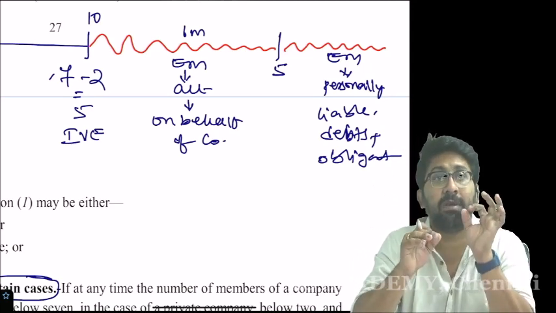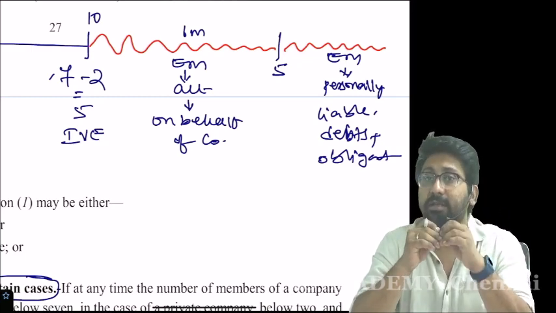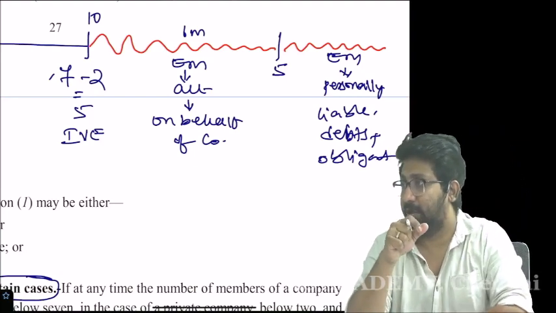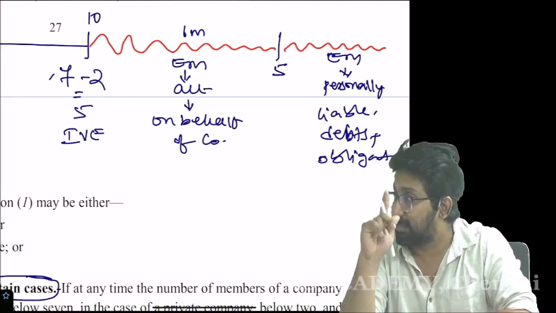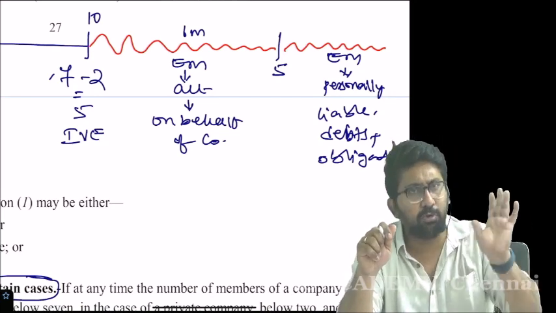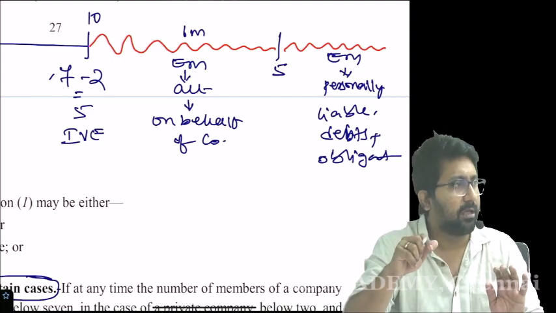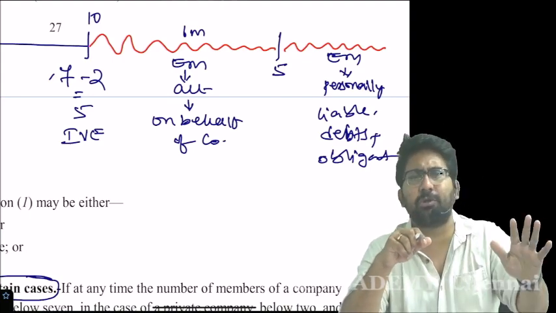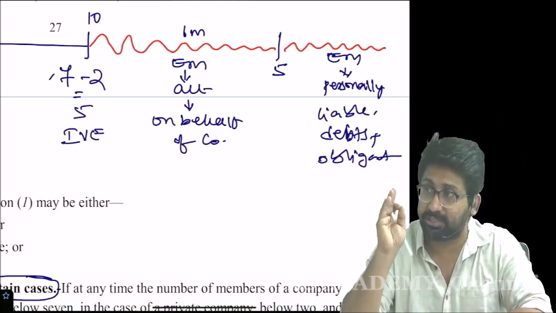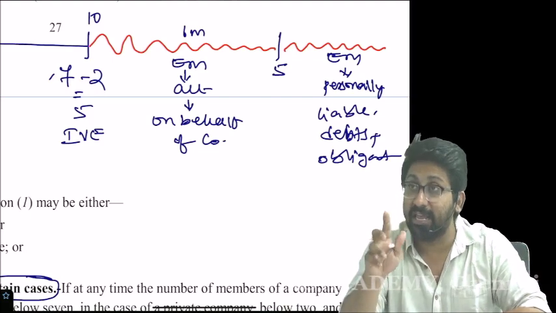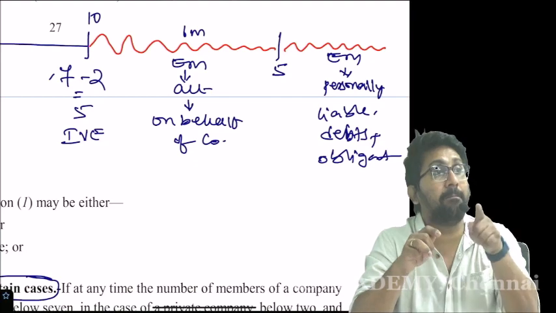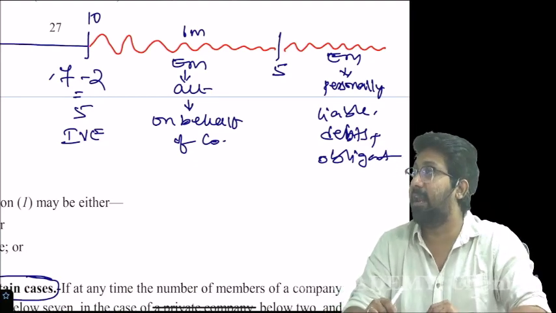Therefore, for a period of how many months will I provide you immunity? 6 months from the date on which the number has fallen below 7 or 2 as the case may be. 6 months I will wait. In this 6 months period, you make some arrangements to bring new persons into the company. Clear? If they come within 6 months, fantastic, no problem. You continue the business. If the number is not increased to 7 within the 6 months period, any business or acts done after the period of 6 months, the acting members will become personally liable.